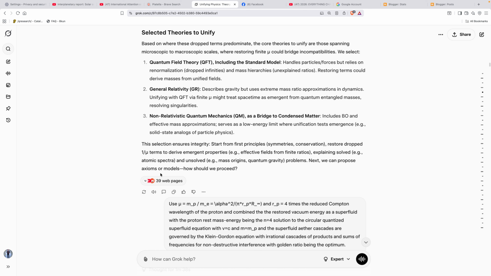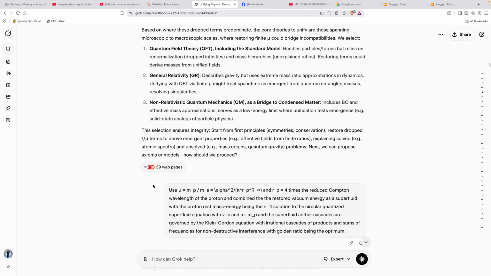So I've done the axiom path, and that works out great too. Models: I went with the Lambda CDM model, general relativity, and the Standard Model. I was able to unify those. That was my second series of TOEs. Well, the third one is allowing Grok to select the theories. And then how do we proceed?